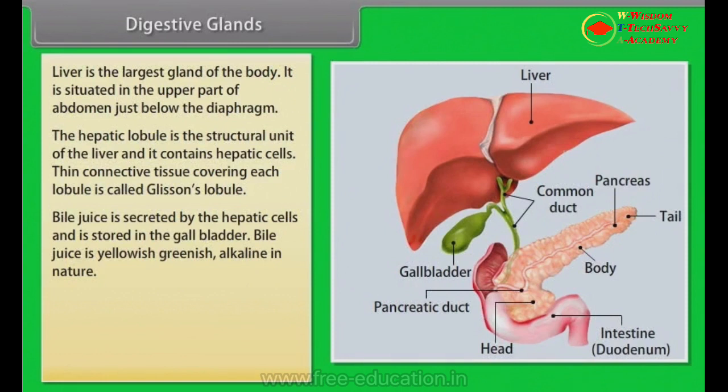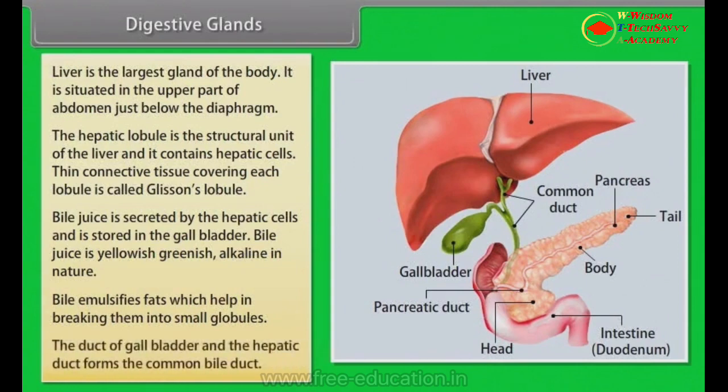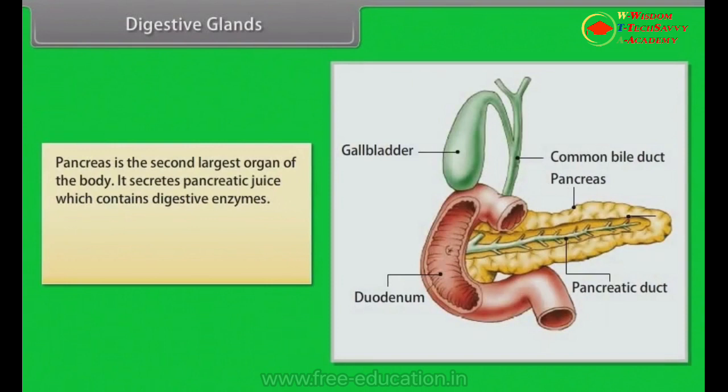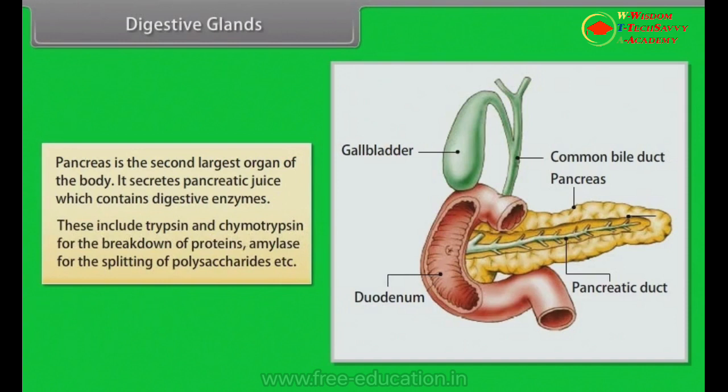Bile juice is yellowish-greenish and alkaline in nature. Bile emulsifies fats, which helps in breaking them into small globules. The duct of the gallbladder and the hepatic duct form the common bile duct. The pancreas is the second largest organ of the body. It secretes pancreatic juice which contains digestive enzymes. These include trypsin and chymotrypsin for the breakdown of protein, amylase for the splitting of polysaccharides, etc.